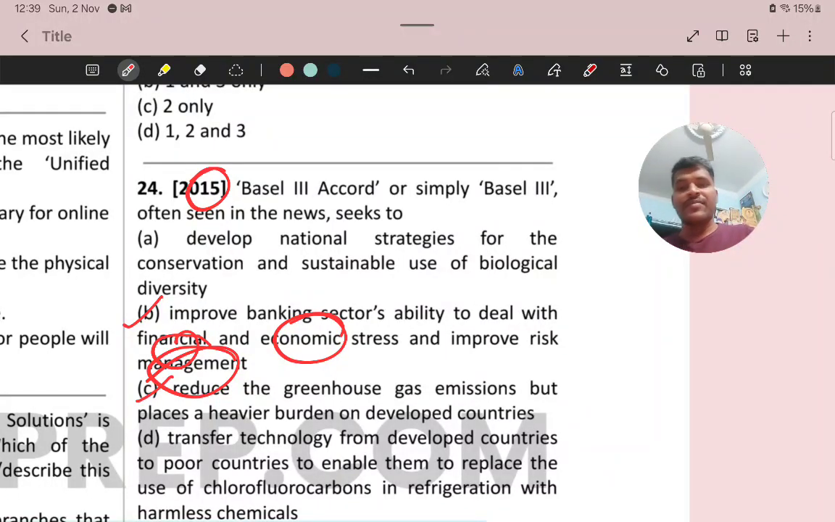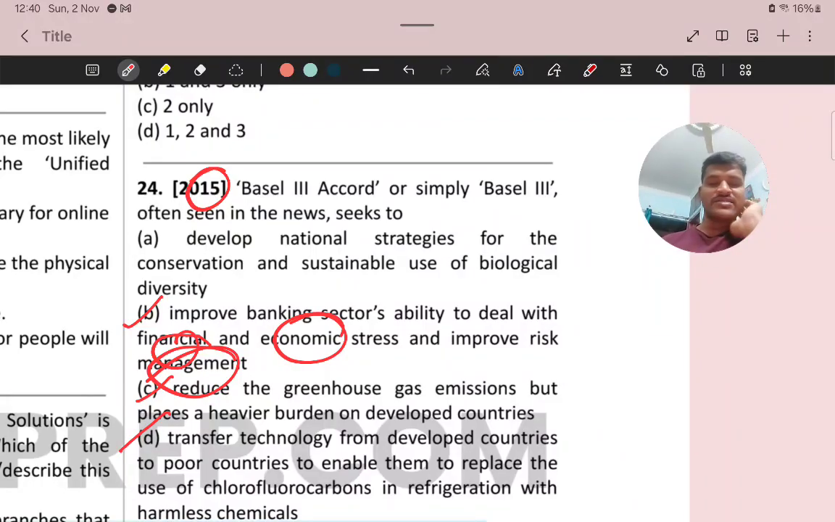See here, option C: reduce the greenhouse gas emission but place a heavier burden on developed countries. What exactly is the meaning of this? This is nothing but the UPSC examiner being more bothered about greenhouse gas and common but differentiated responsibility. So I am going to ask you a question. Put it in the comment section. What is the meaning of common but differentiated responsibility? Then here see option D: transfer technology from developed countries to poor countries.